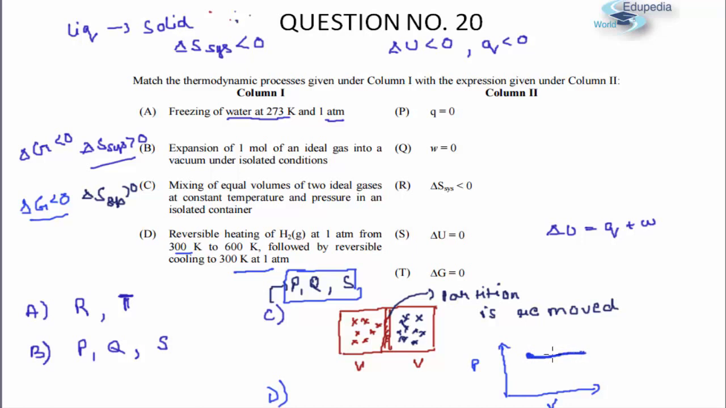So this is a type of cyclic process which we are undergoing, and since it is a cyclic process, all state functions will be 0. So S and T will straight away be my answers, and R won't be my answer because delta S system will also be equal to 0, because it is a cyclic process. So S and T are my answers, R won't be an answer.